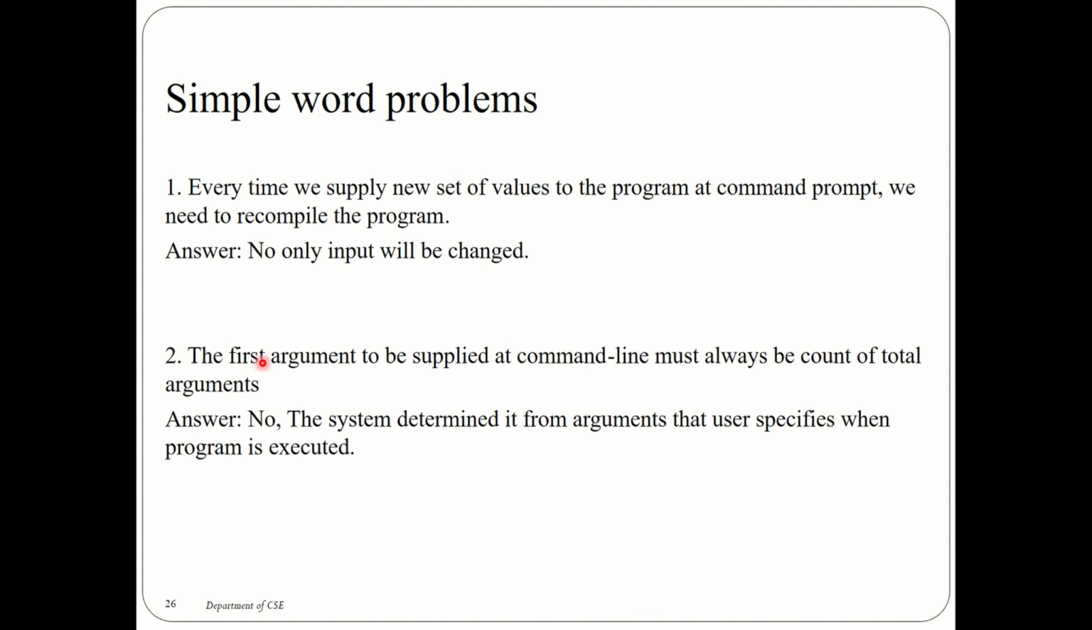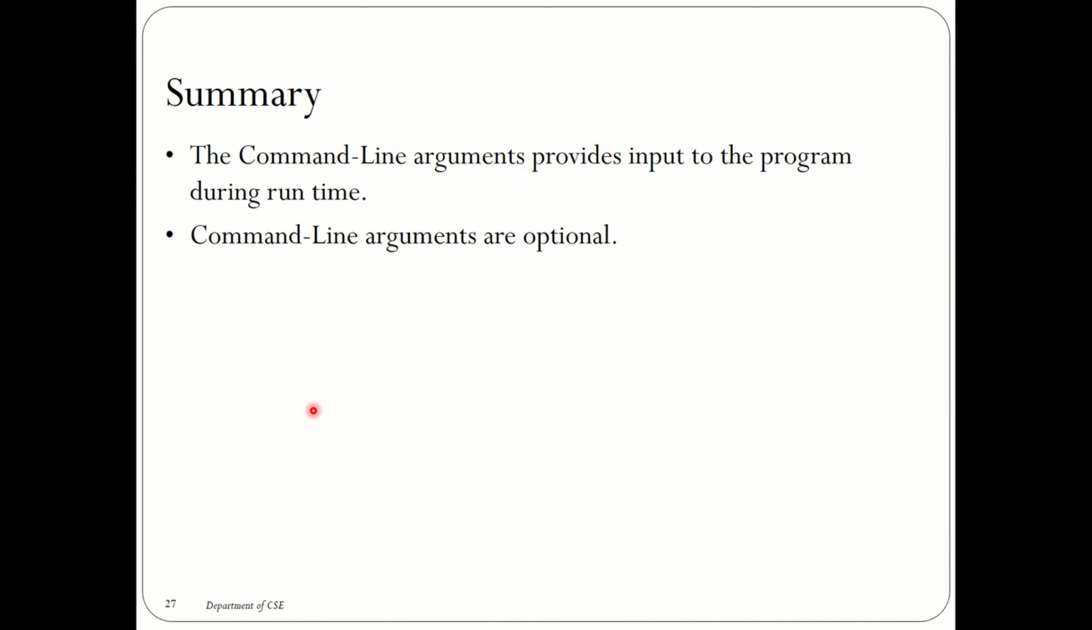Now, the second one is, the first argument to be supplied at the command line must always be the count of the total arguments. Always understand your first argument is argc. The argc is not an integer which is supplied by the user. It is an integer which is determined automatically by the system. So that is what you have to understand. So that's all about command line arguments.